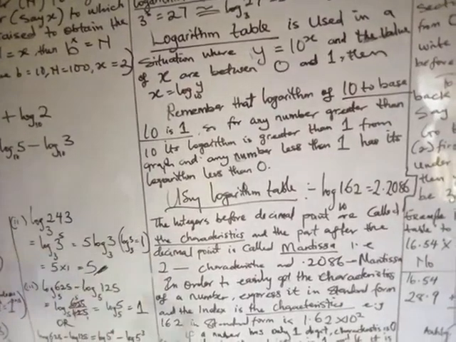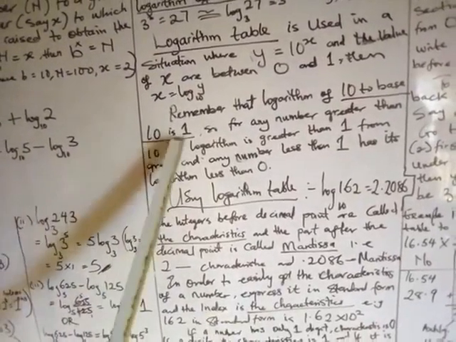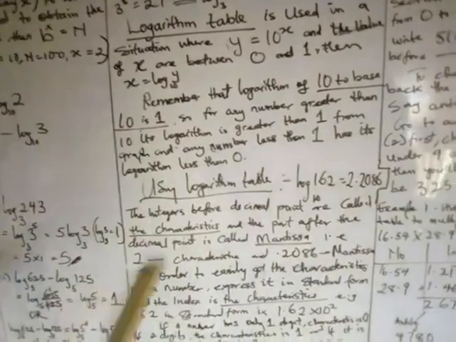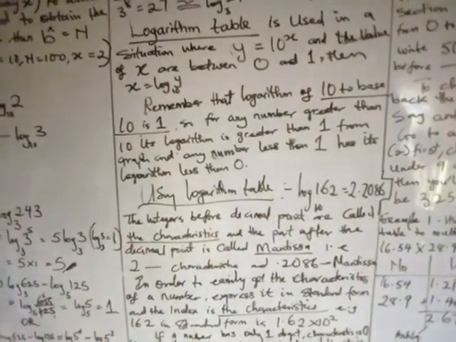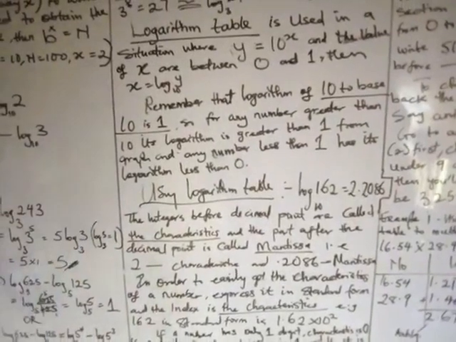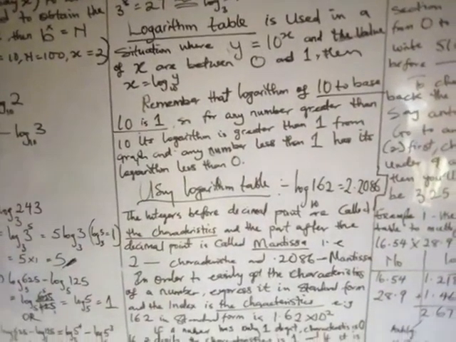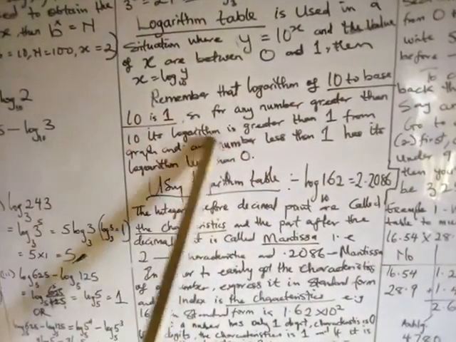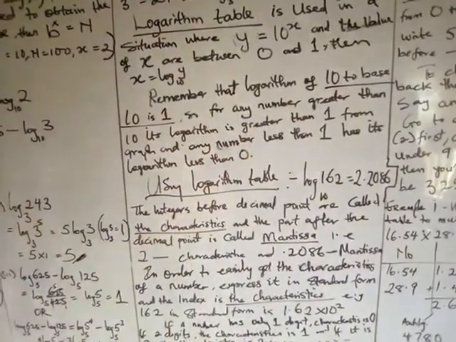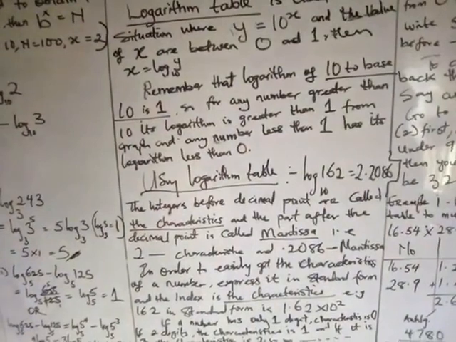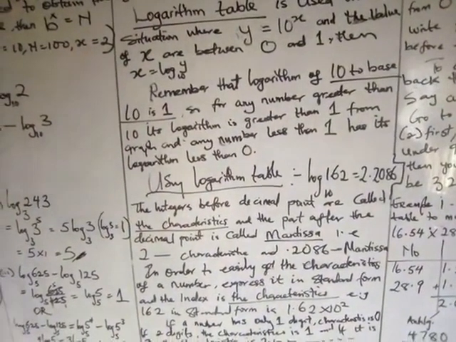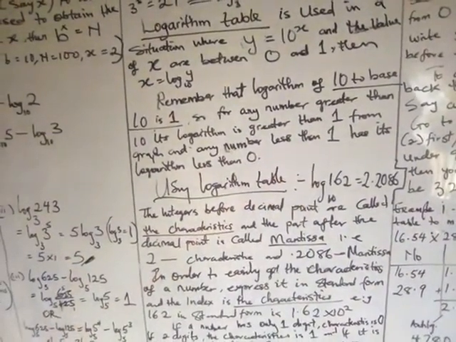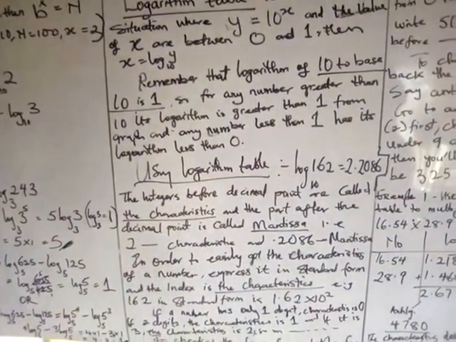And remember, logarithm of 10 to base 10 is 1. Just like logarithm of 3 to base 3 is 1. So also logarithm of 10 to base 10 is 1. Logarithm of 2 to base 2 is also 1. So for any number greater than 10, its logarithm is greater than 1. And any number less than 1 has its logarithm to be less than 0. So take note of that.